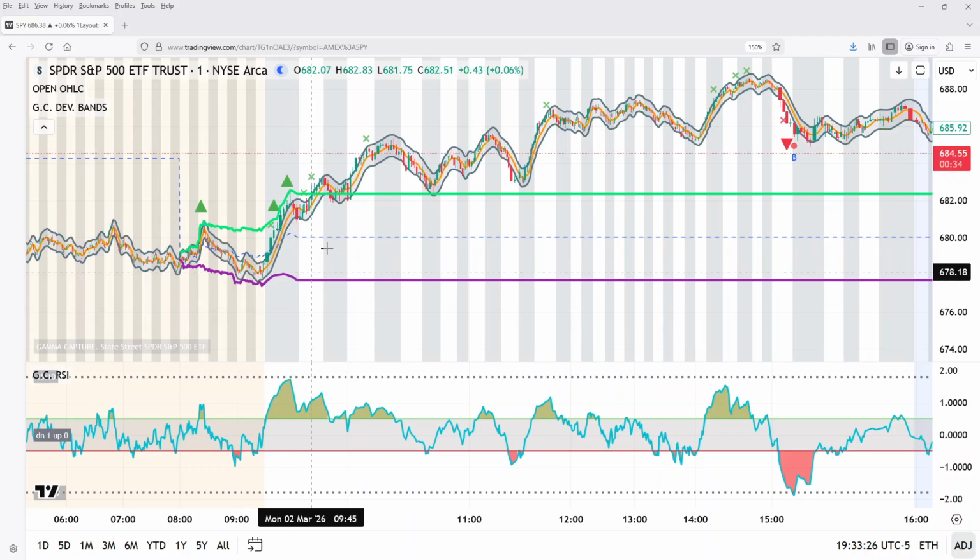The first indicator is the opening range high and low. The high is the green bar and the low is the purple. So I just take an opening range and map a high and low, so I have some sort of guidelines to go off during the day.